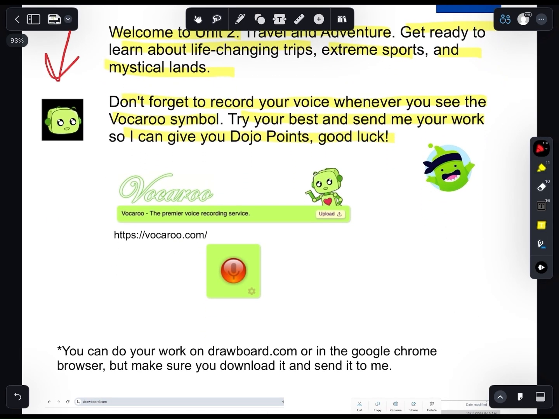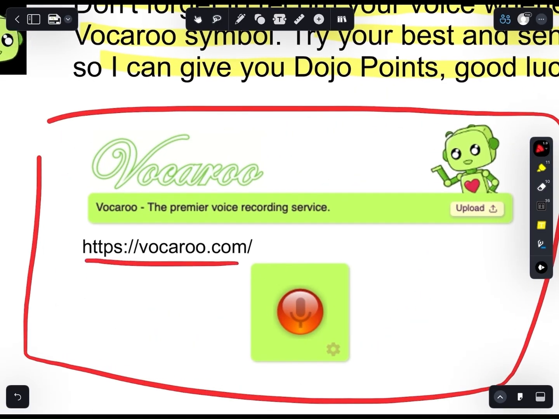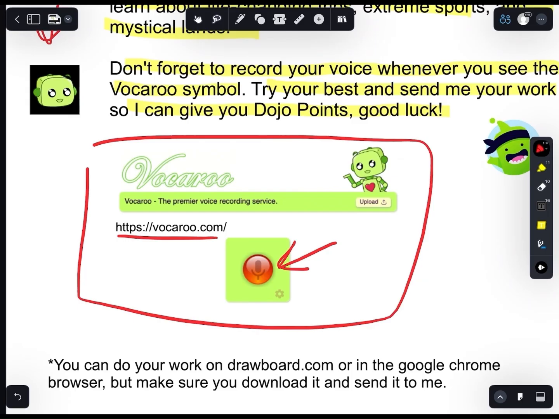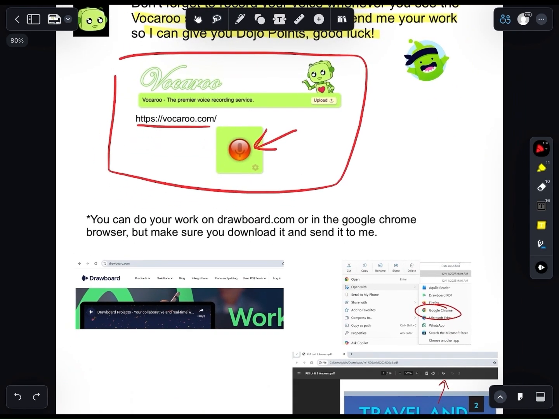So, if you see this symbol, you will want to record your voice, record your answer, or record your reading, and you can do that by going to this website. It's vocaroo.com. You can just put that into your browser. All you have to do is click this record button. It will record from your computer or your iPad or your tablet, and you will get a link to that recording that you can send to me, or you can paste it in the drawboard. And of course, for all my students, they get dojo points if they complete the work.